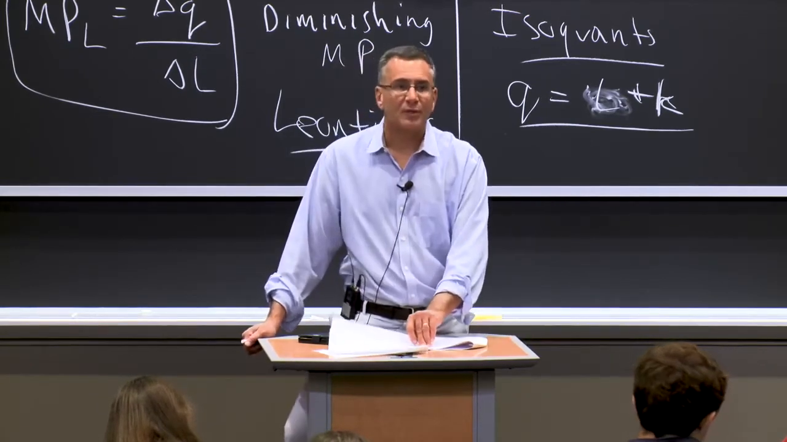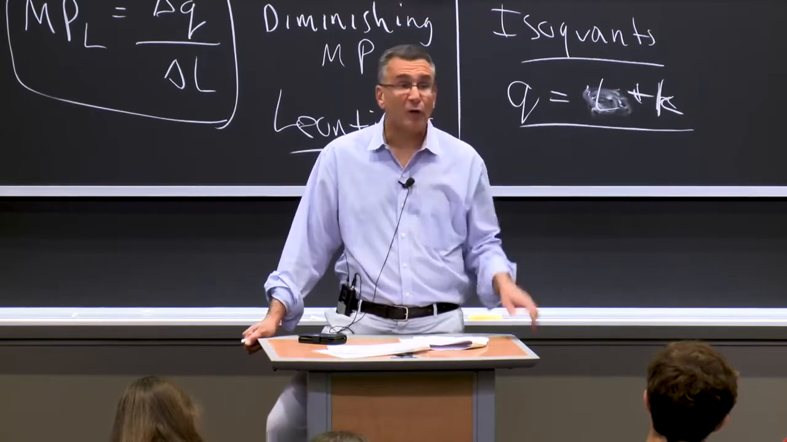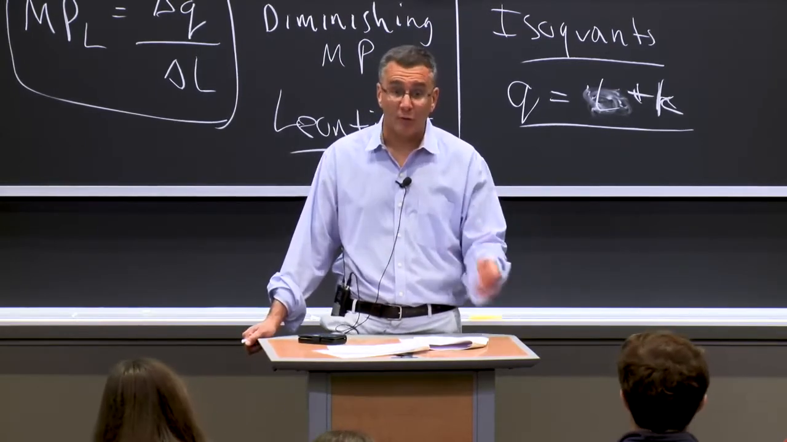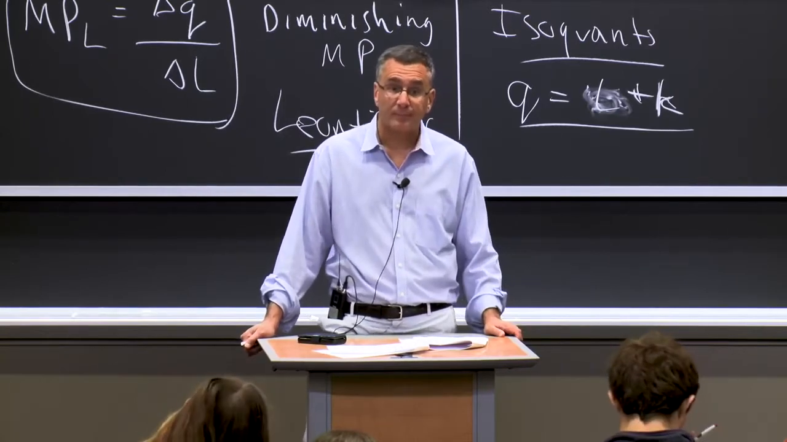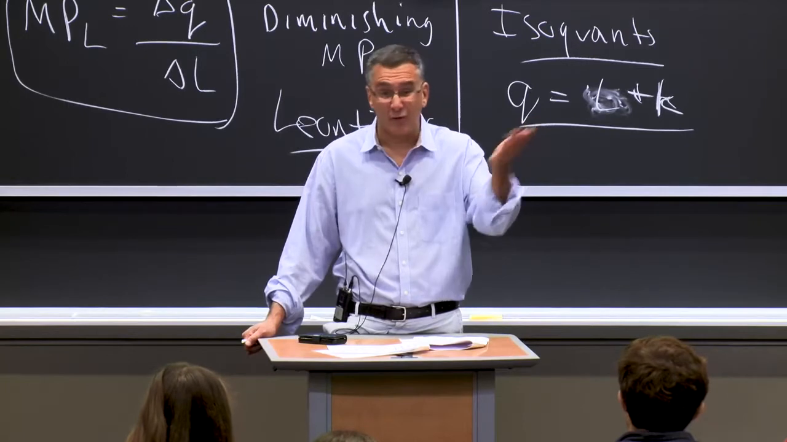Okay? Other questions? Yeah? If the curve is just a line, the marginal rate of substitution would be constant. If for perfectly substitutable inputs, it would be constant. That's right. Just like the marginal rate of substitution would be constant if your indifference curves were linear.